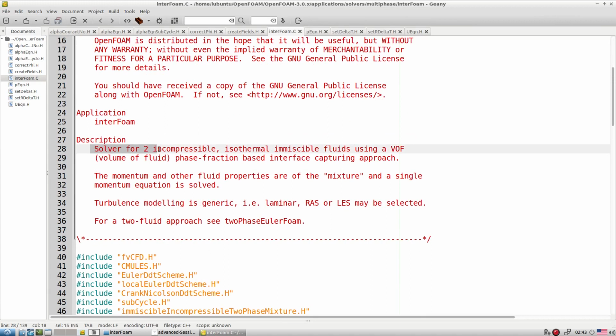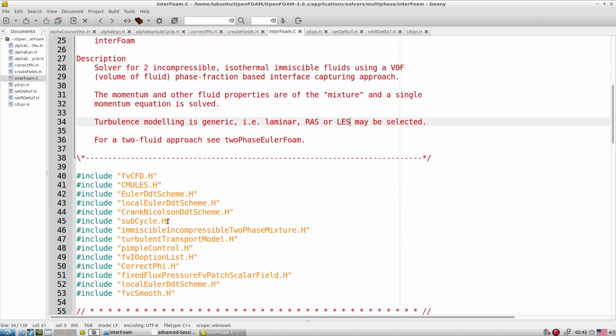Solver for two incompressible, isothermal, immiscible fluids using a VOF, volume of fluid method, a phase-fraction based interface capturing approach. So we are able to capture the sharp interface between the liquid and any gas. That is the idea behind that. And by default it enables laminar, RANS and LES modeling.